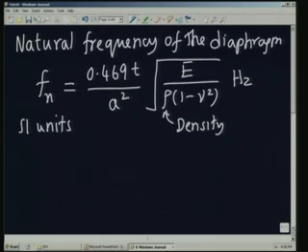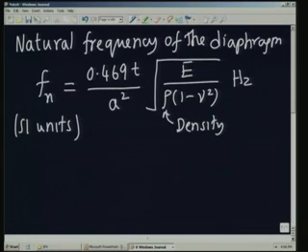The lengths are in meters, Young's modulus is in Pascal, nu is a ratio, therefore it will have no unit, density will be in kilograms per cubic meter, thickness in meters, the radius also in meters. So, if you substitute, you will get the value of the natural frequency in hertz.